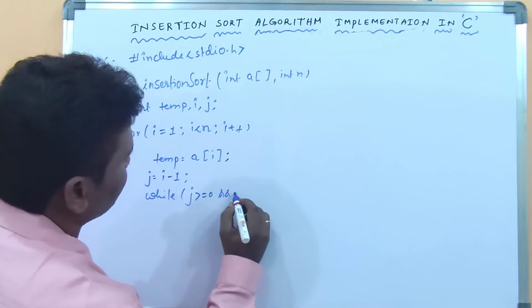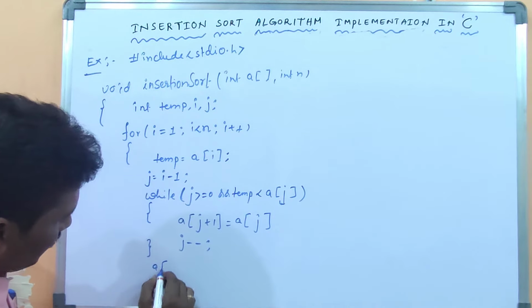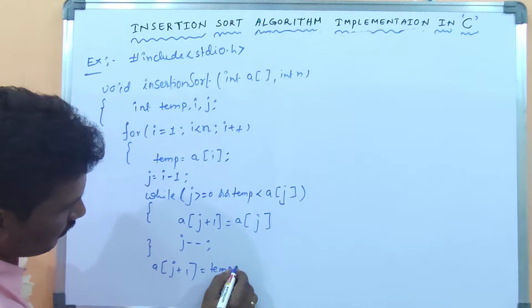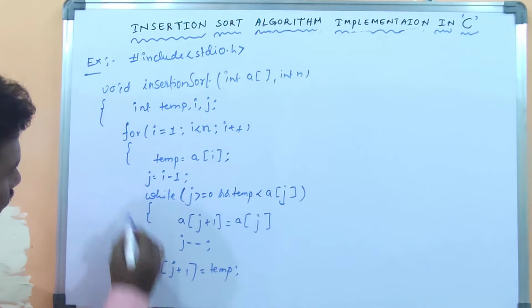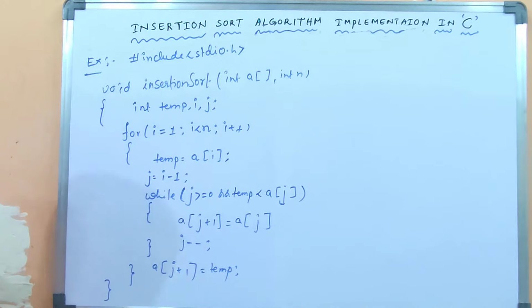a[j plus 1] equal to a[j], then j minus minus, which means j equal to j minus 1, then the while should be closed here. Then a[j plus 1] equal to temp. Then the main for loop has ended, then the function should be closed.